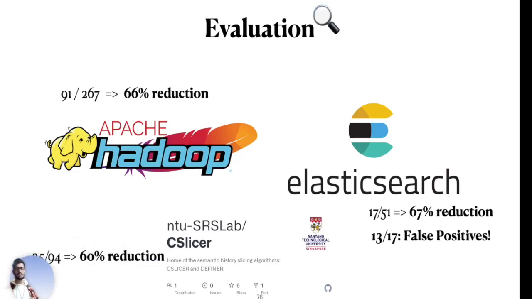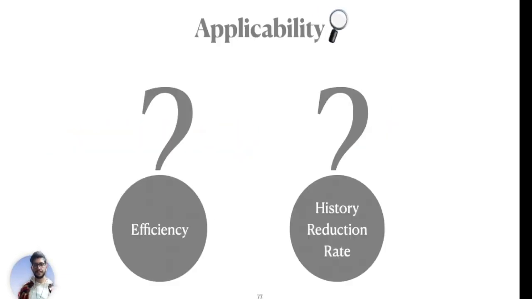And for CSlicer, similar results, we got a 60% reduction, but it's been mentioned that CSlicer wasn't as well managed as the other 2 projects. Like, the commits weren't as strict as the other projects.